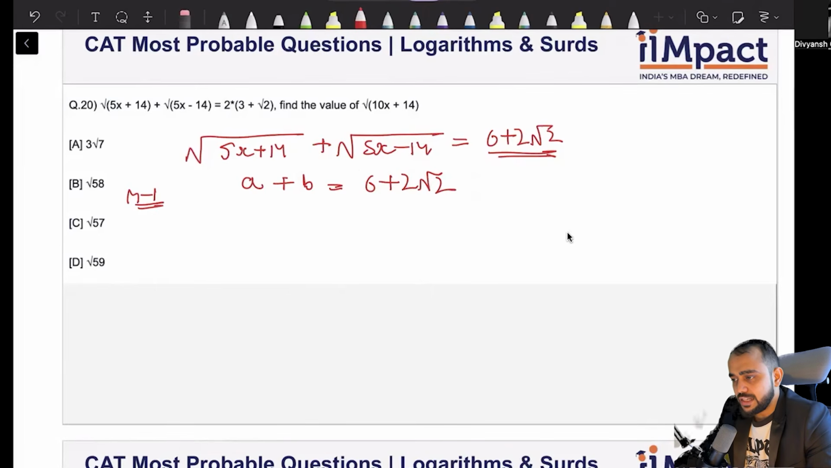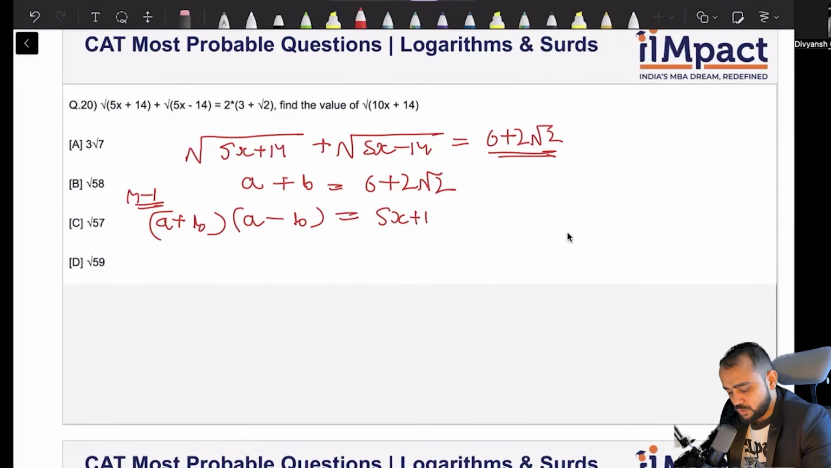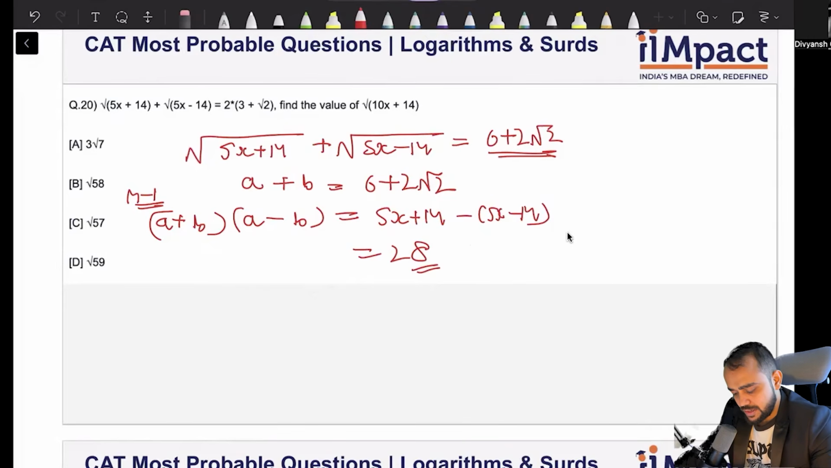Now, if I multiply this with a minus b, so a plus b into a minus b is going to be a square minus b square, which is going to be 5x plus 14 minus 5x minus 14, which is going to be 28, a constant number, which means a minus b is equal to 28 upon a plus b, which is given to me as 6 plus 2 root 2.